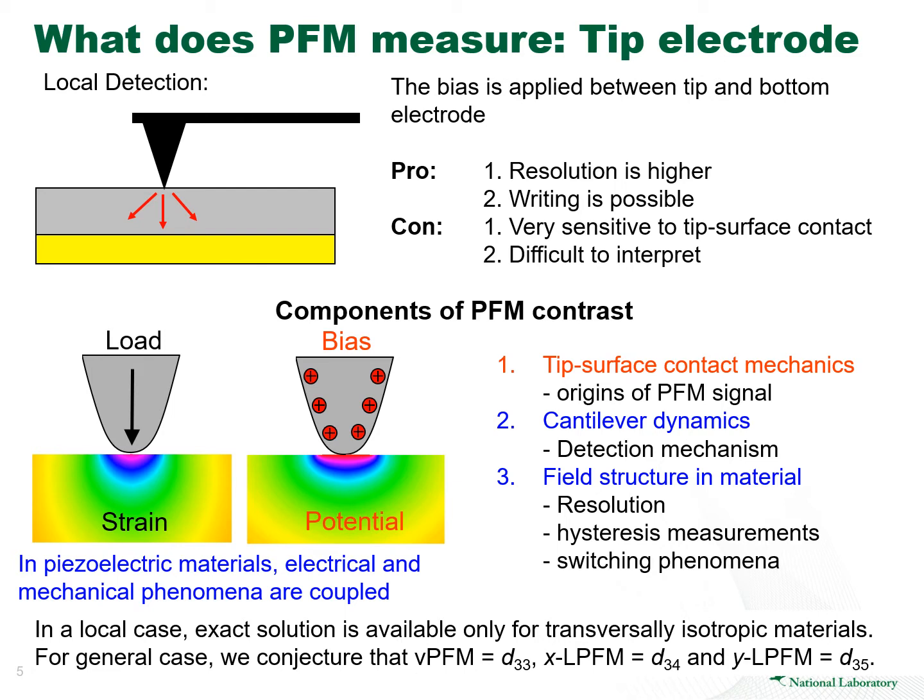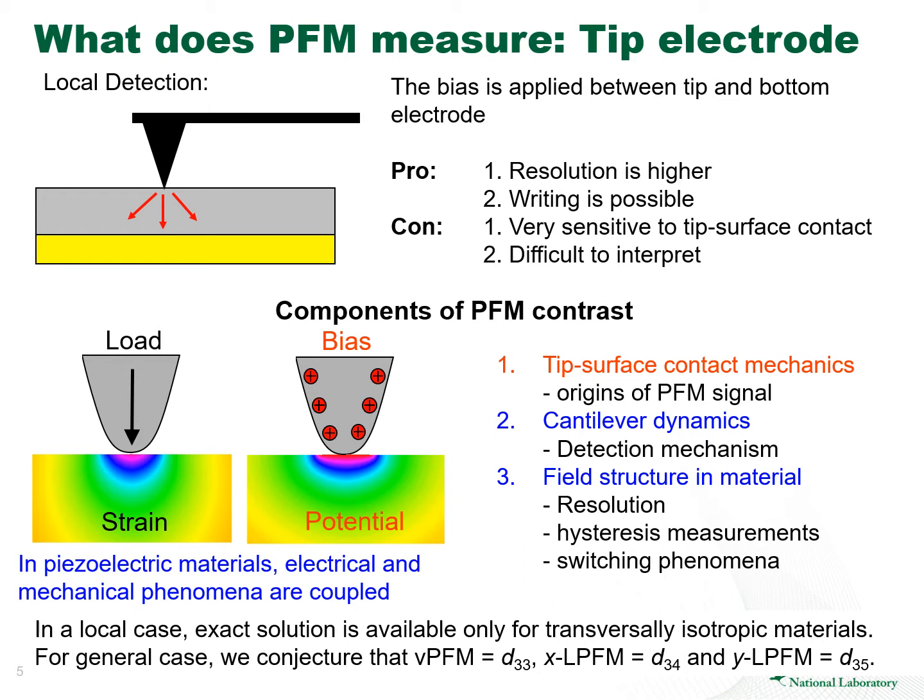So in this case, we need to differentiate different components of the PFM contrast. So we know that in the piezoelectric material, the electrical and mechanical phenomena are coupled, meaning that typically if we apply load, we create strain inside the material, so this is just a mechanical response. When we apply bias, we create a potential. But in the PFM, if we apply load, we also affect the potential, and if we apply bias, we create strain. So there are these cross-coupling terms.